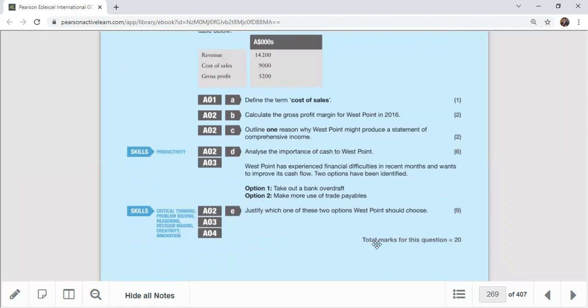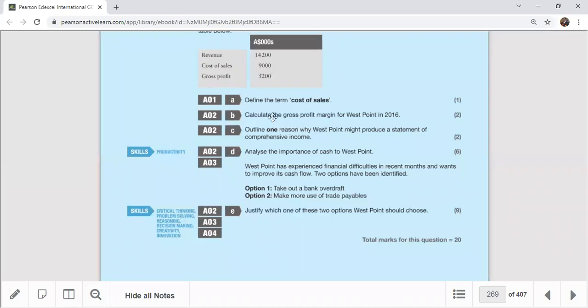9 mark question. So here we are checking AO2 application, AO3 analysis, AO4 evaluation. You can see here the skills we are checking: this question is critical thinking, problem solving, reasoning, decision making, creativity, innovation. These are the skills that we are going to check from this.